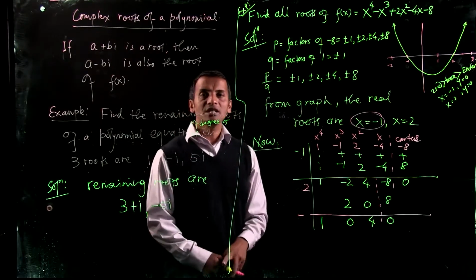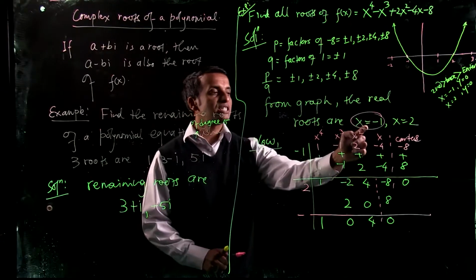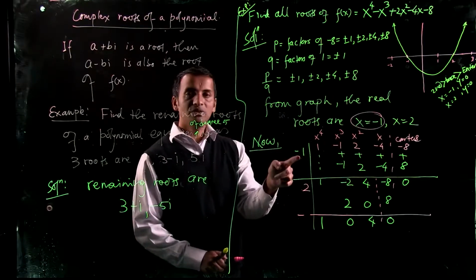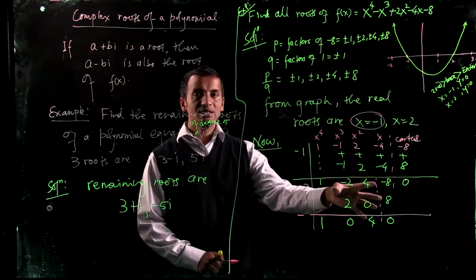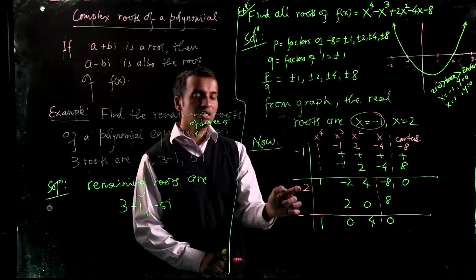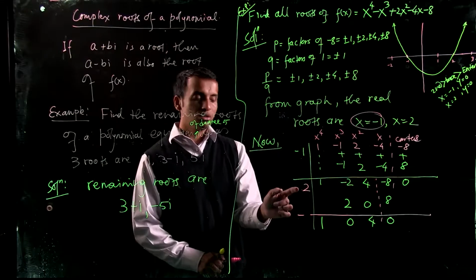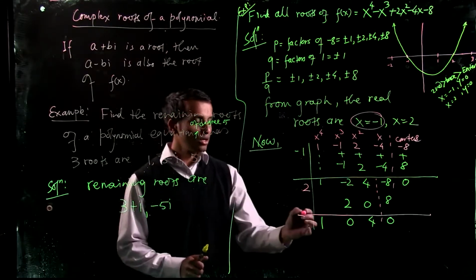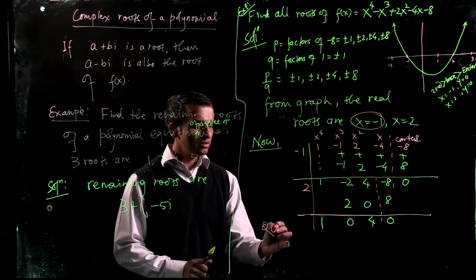Okay, so we did the synthetic division twice because we knew that x equals negative 1 and x equals 2 both are roots. So we did synthetic division for negative 1, we got this, and continued in that same table, and then we started with 2. We did it with 2, so we got that. So can you tell me what is the quotient?